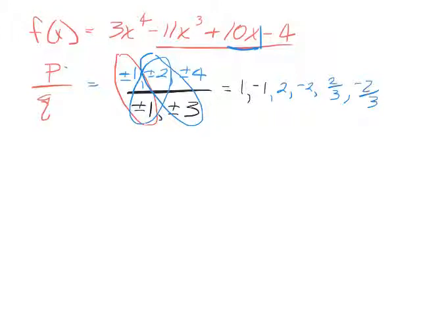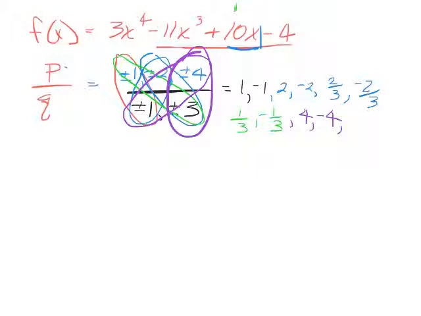If I look at my 1's with my 3's, which I didn't do yet, I get a 1/3 and a -1/3, and you'll see why I'm doing this in a minute. Okay, now let's use the 4's. I've got to do the 4 and the 1 and get a +4 and a -4, and then I do the 4 with the 3, and I get a 4/3 and a -4/3. Okay, so those are the possibilities for P over Q.